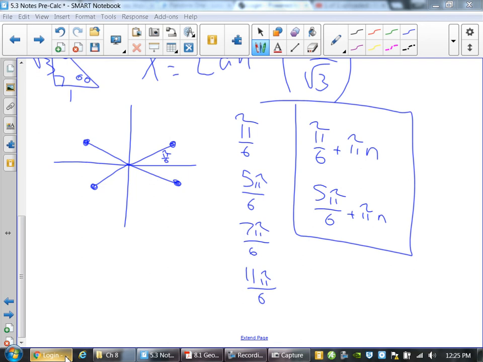You're looking for how long does it take to get from each part. Is this 30 to 150 the same distance as 150 to 210? 210 to 330 is the same as 330 to this gap. These 2 gaps are the same. But if I go from here to here, it's the same as going from here to here. Same thing here. So an easier way of writing it out, instead of saying pi over 6 plus 2 pi n, 5 pi over 6 plus 2 pi n, 7 pi over 6, and so on, is to write it like this, and you're done. Okay? Does that make a little bit more sense?